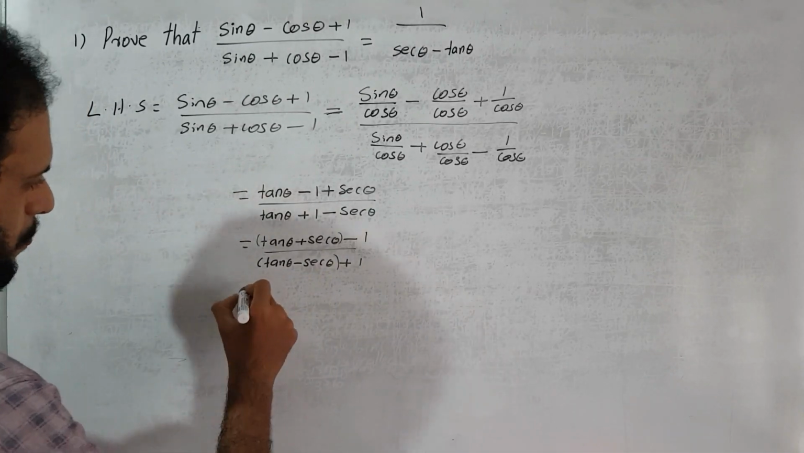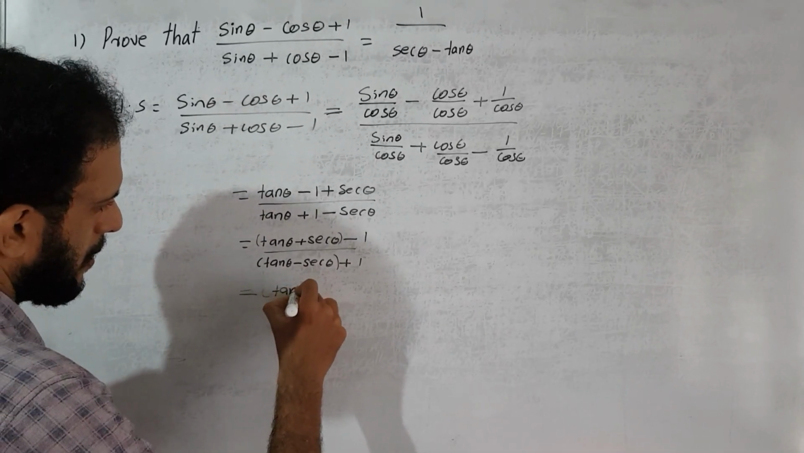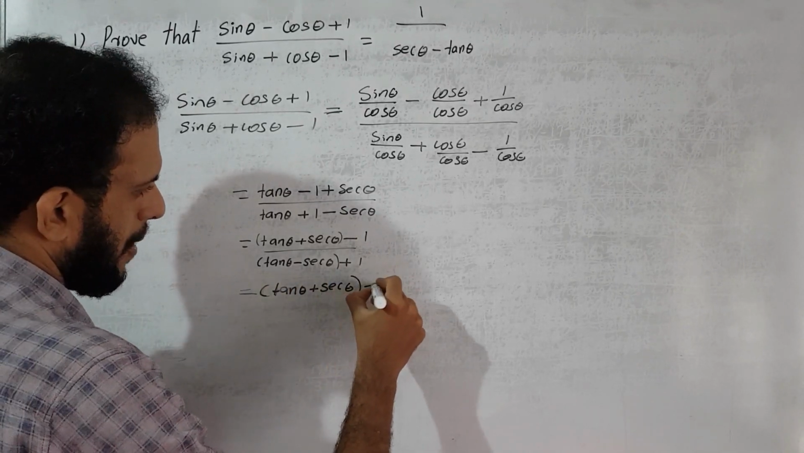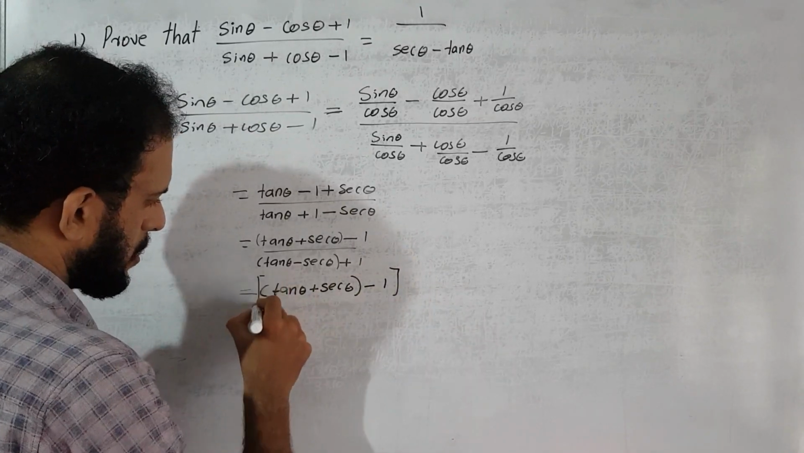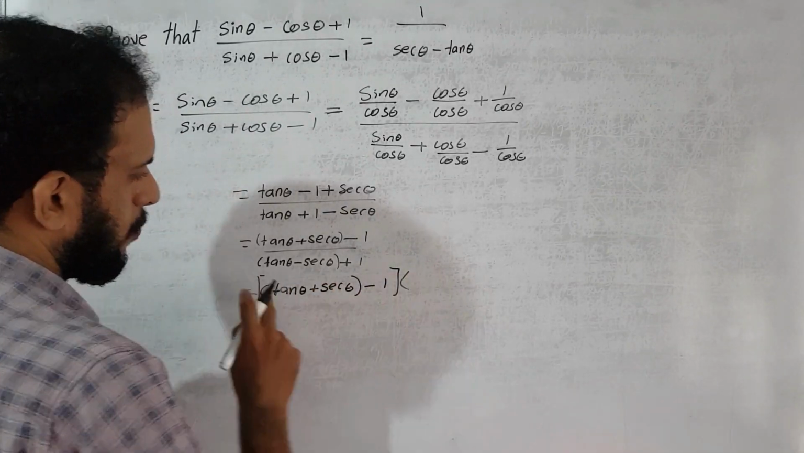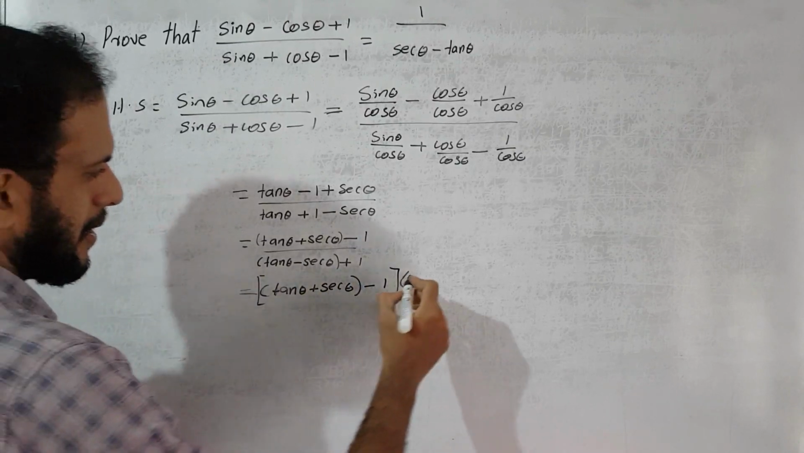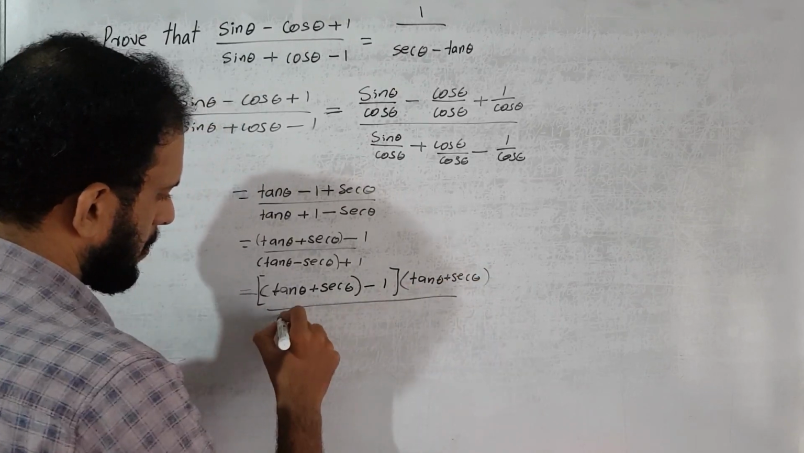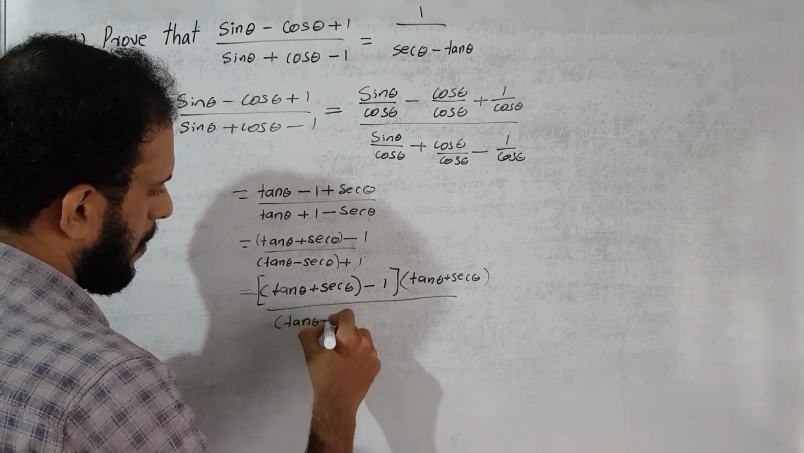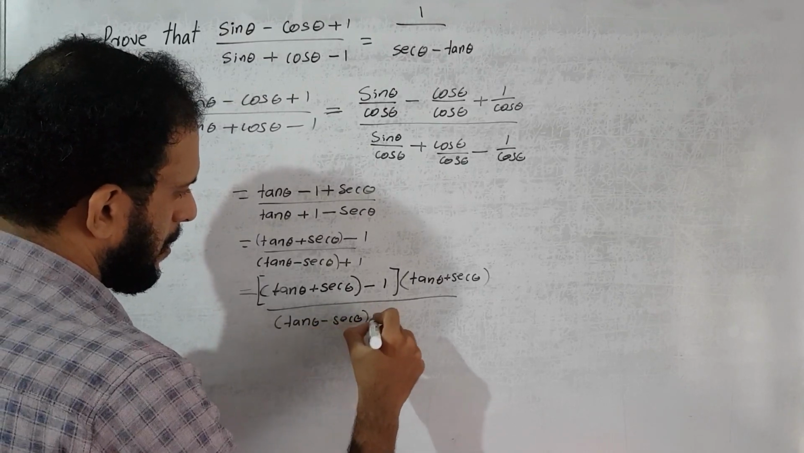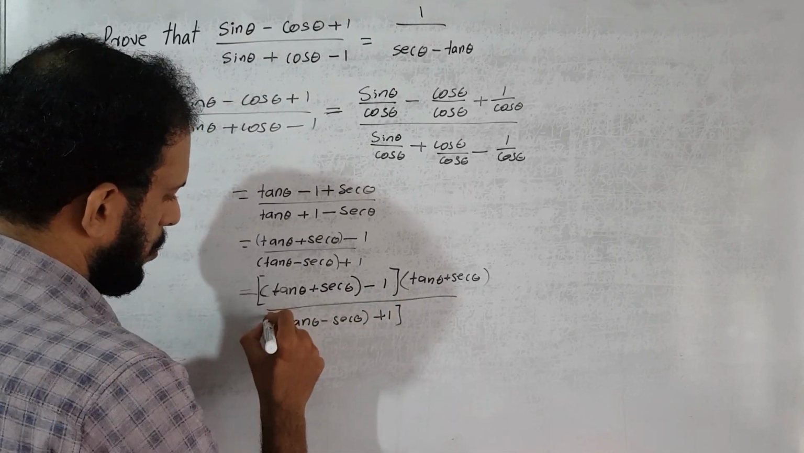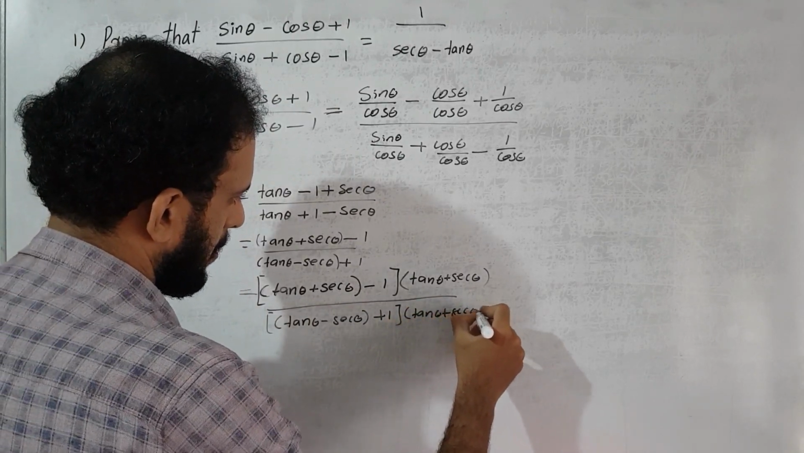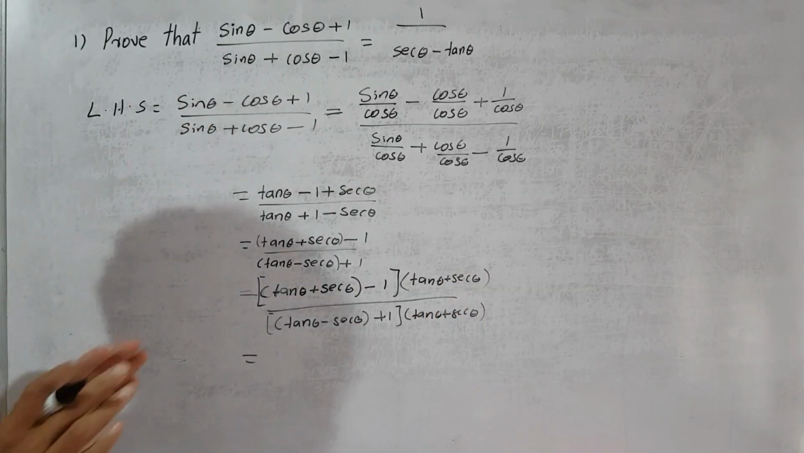Then it is equal to tan theta sec theta, tan theta plus sec theta minus 1, into, what is the conjugate of tan theta minus sec theta? Yes, tan theta plus sec theta, by tan theta minus sec theta plus 1 into tan theta plus sec theta. Okay, so now we are not multiplying, we just keep it like that.